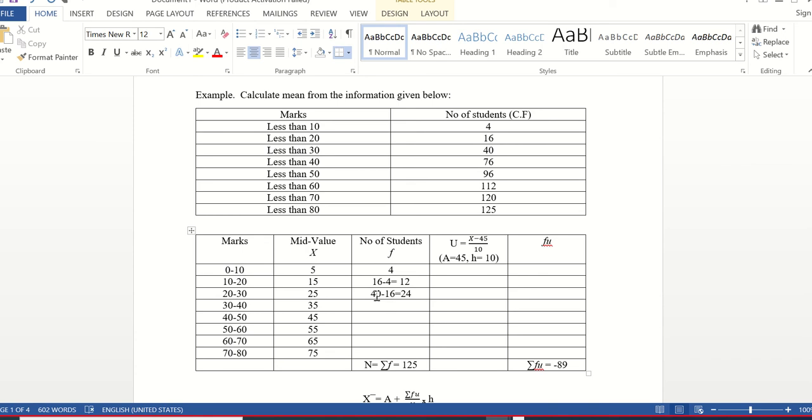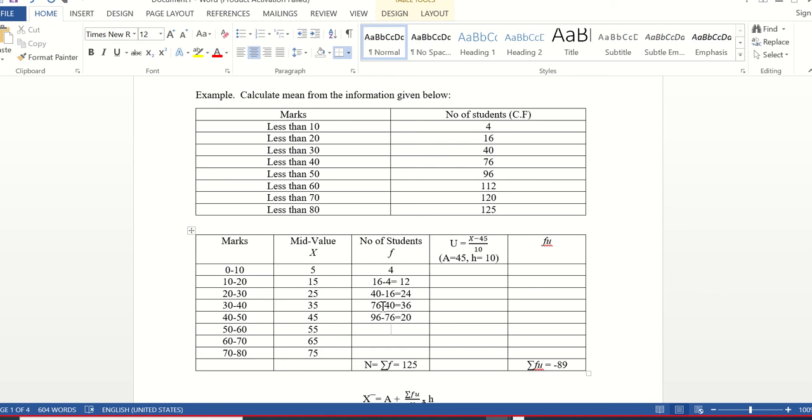Now I have to find students who secured marks between 30 to 40. So what will I do? 76 minus 40. So 76 minus 40, what have I got here? 36. Next we want to calculate students who secured marks between 40 to 50. So it is 96 minus 76. So here we have 20.